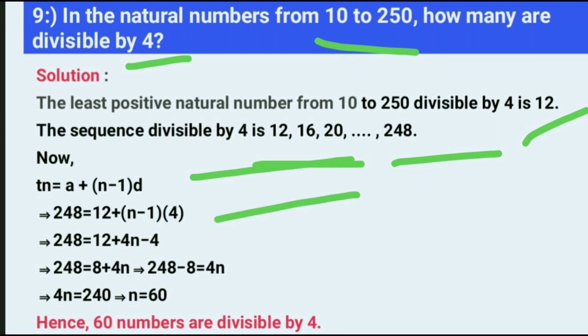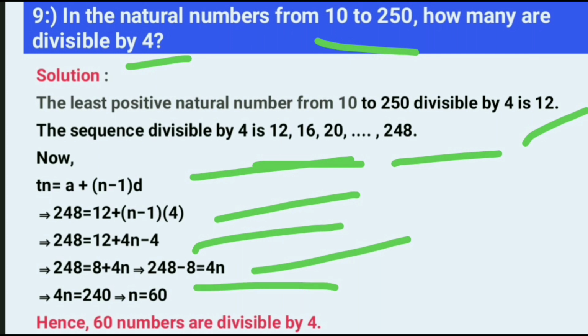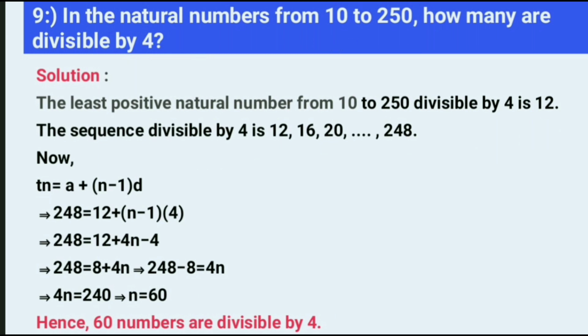So 248 is equal to 12 plus 4n minus 4. Therefore 248 is equal to 8 plus 4n. Hence 248 minus 8 is equal to 4n. 4n is equal to 240. So n is equal to 60. Hence 60 numbers are divisible by 4. That is the final answer.